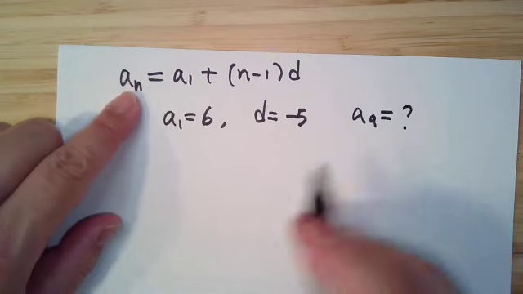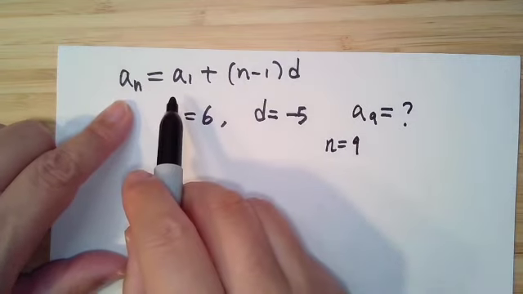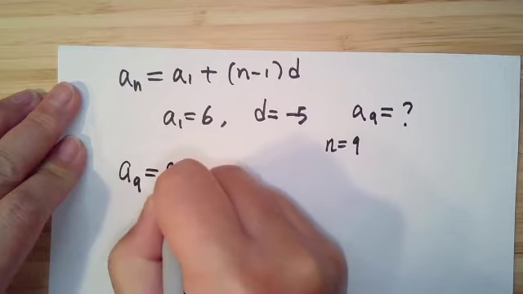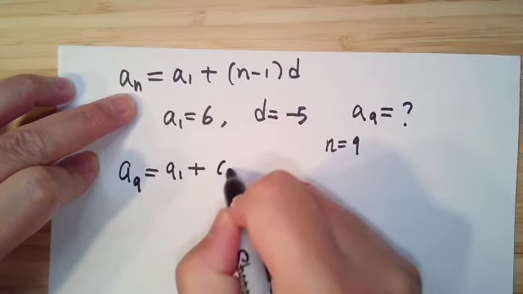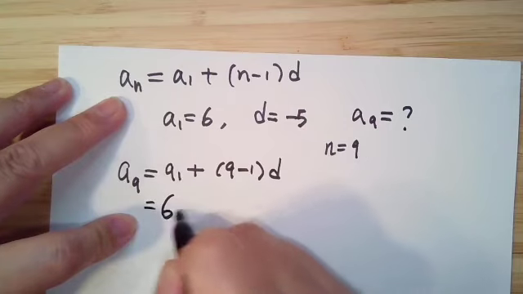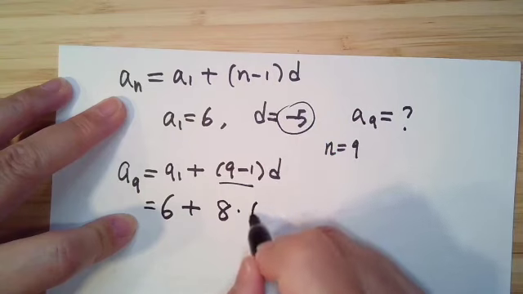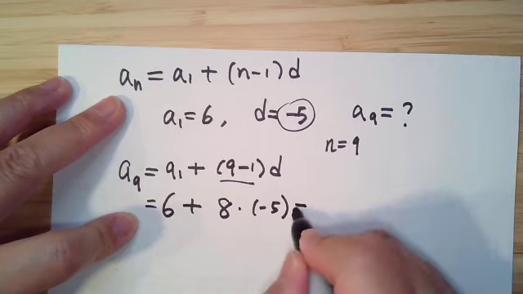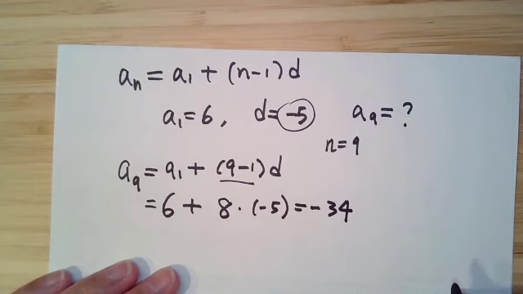This 9 is actually N. So do we know N? Yes, N is 9. So we can just easily plug into this formula. So we have A9 equals A1 plus, N is 9, don't forget, so that will be 9 minus 1 times D. And we know A1. That's 6 plus 8, D is given, negative 5. Therefore, I have 6 plus negative 40. I have negative 34. All right. So I have the 9th term.